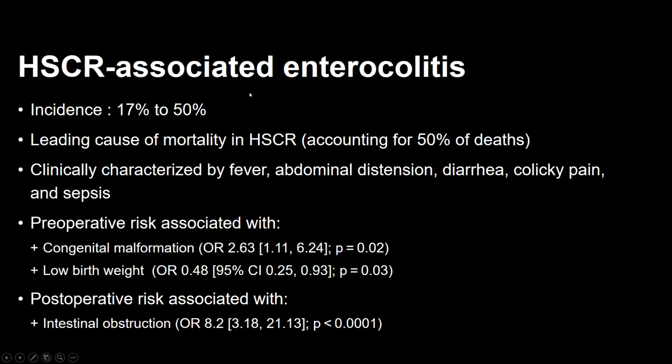Now moving on to Hirschsprung-associated enterocolitis, one note is that the incidence can be up to 50%. So if you see enterocolitis or active inflammation in your rectal suction biopsy, it behooves you to tell the clinician, because it is the leading cause of mortality in patients with Hirschsprung disease, characterized by fever, abdominal distension, diarrhea, colicky pain, and sepsis. And usually these patients will be sick before you even get the biopsy. But if you do see the inflammation, you should tell them, particularly in your resections as well. The preoperative risk is associated with congenital malformation and low birth weight, and the postoperative risk, of course, is associated with intestinal obstruction.